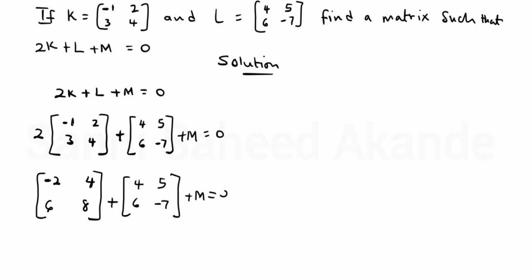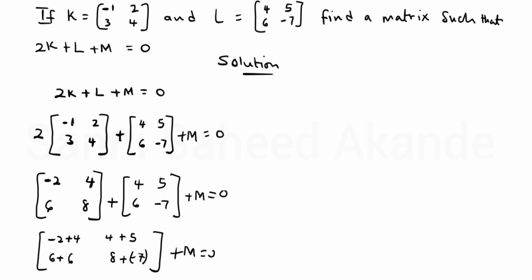Now let's carry out the addition. Just like we did in the previous question, we'll take this minus 2 plus this 4, then this 4 plus this 5. That's what we are going to do here as well. So I write we have minus 2 plus 4, then 4 plus 5, then we have 6 plus 6, and then 8 plus minus 7. Okay, so put it in bracket, plus M equal to 0.